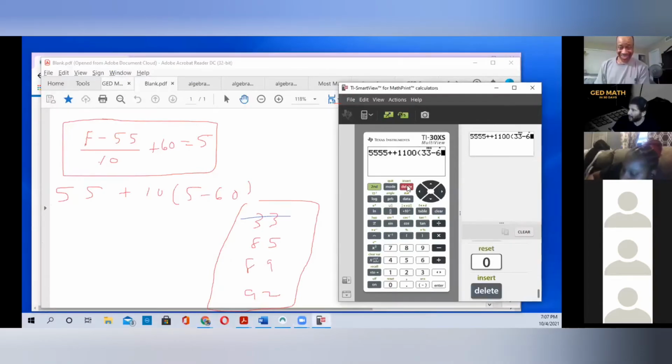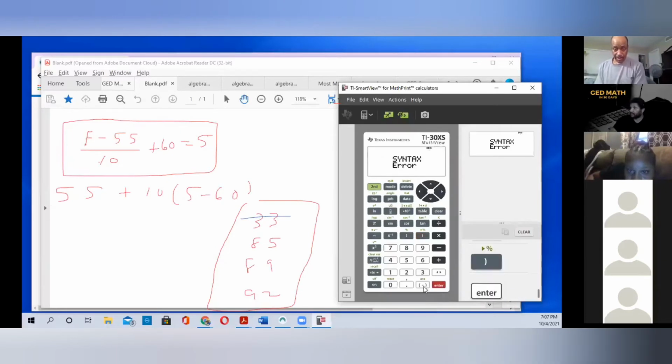Okay, so let's go back. Instead of 33, let's use our second option, 85 minus 60, close our parentheses. I don't know what's wrong with my internet, my buttons, it's really acting weird tonight. All we did was substitute each of these answers into our formula. And all we need to know is our fine is 375. So we're going to check each one of these until we get 375.